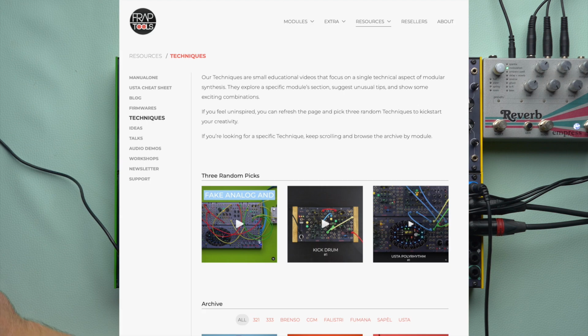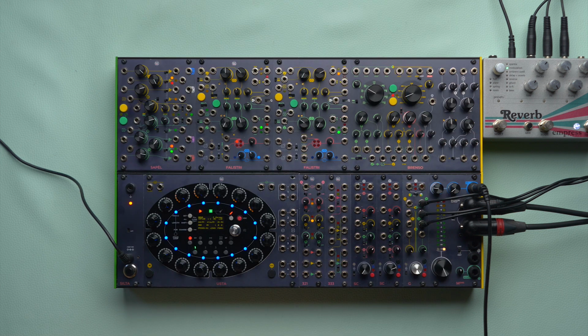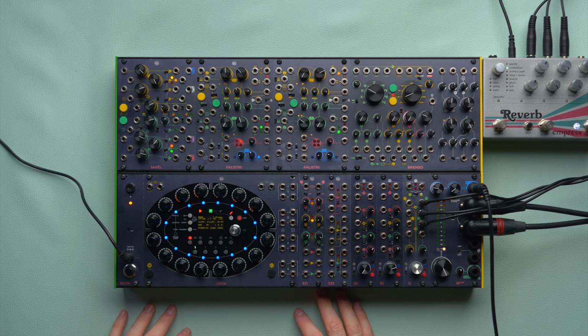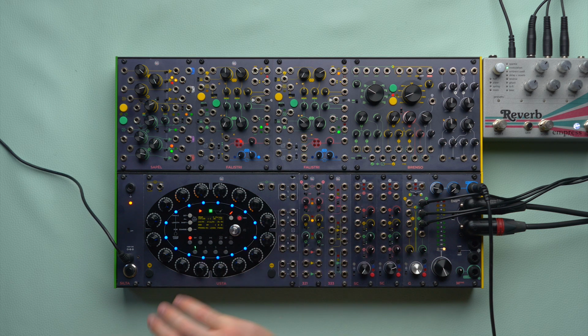So today's picks are the fake analog AND, which is a technique for Falistri's four-quadrant multiplier, the kick drum number 1, which is another Falistri technique, and the Usta polyrhythm number 1. I think that we can start from the Usta polyrhythm because it is the most tedious one to set up, and once we get that out of the way, we can add some spice through Falistri.